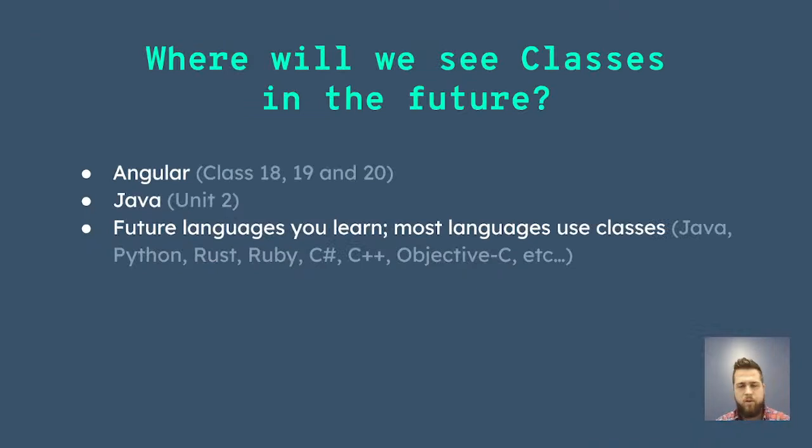So JavaScript is not known for its use of classes. And so while you might not see a lot of classes in JavaScript code, we will see it quite a bit in the future. The next really big time that we're going to be dealing with classes is when we learn the Angular framework for JavaScript. And so that will be in classes 18, 19, and 20.